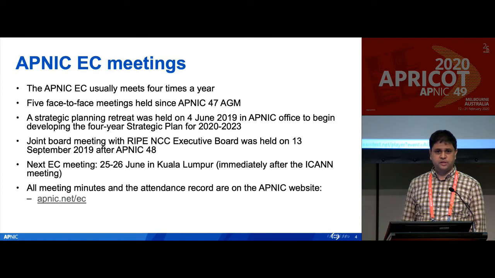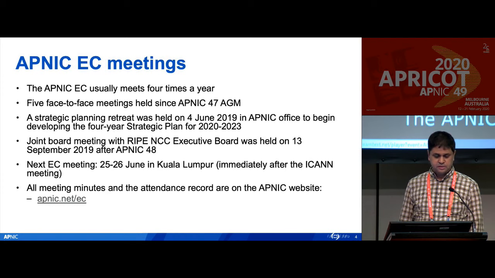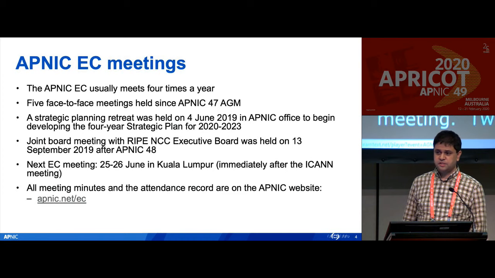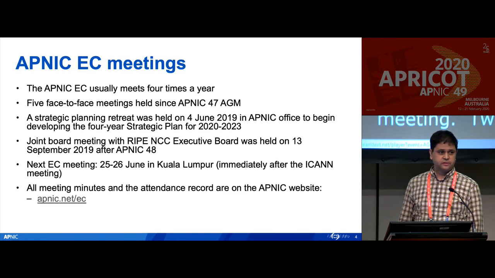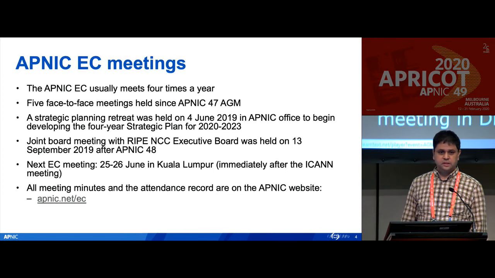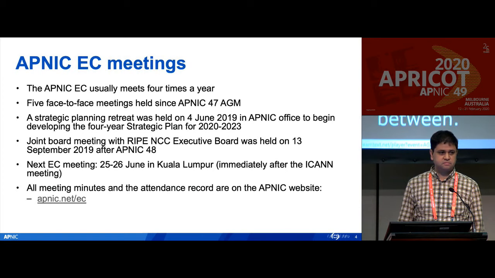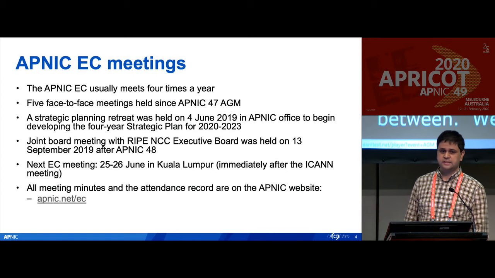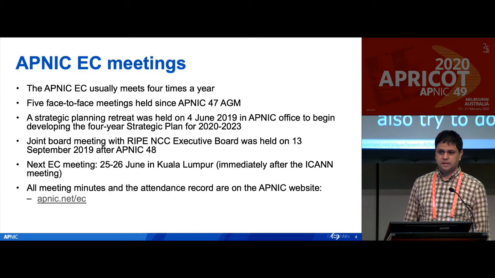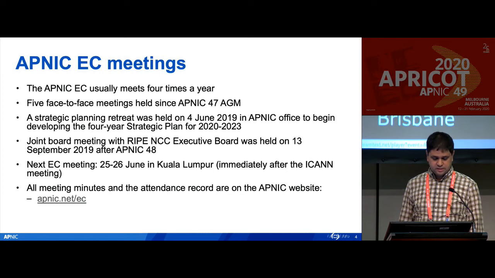The APNIC EC usually meets 4 times a year in a face-to-face meeting. 2 of those face-to-face meetings are at the APNIC meetings, like this week and at the next meeting in Dhaka. The 2 other meetings happen in between. We try to do those meetings at different regional NOCs or other internet conferences, and we also try to do at least 1 meeting a year in the Brisbane office or nearby.